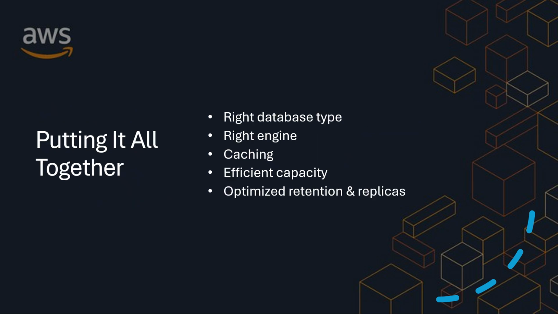To design a cost optimized database architecture, you must combine several strategies. Choose the right database type and engine, add caching to reduce the direct workloads, set efficient retention policies, scale capacity responsibly, and limit unnecessary replicas. These practices ensure your system stays high performing while minimizing the long-term operational cost, aligned with AWS Well-Architected guidelines.